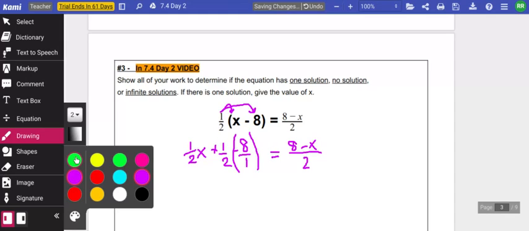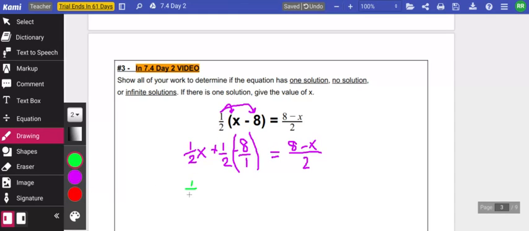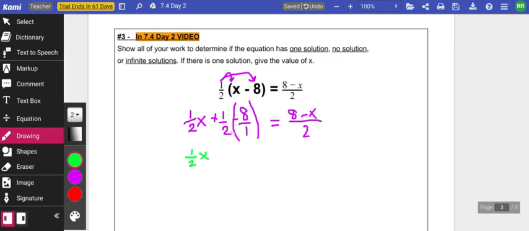Now I'm going to go through and cross simplify. So I have 1/2 x. Now let's cross simplify here. I have 1 over 1 that's already simplified, but 8 over 2, that's the same thing as 4 over 1, right? So this is 1 times -4. Don't forget that negative sign right there. This is a positive 1. This right here is a -4. So 1 times -4 is -4, equal to, my right side is 8 minus x over 2.